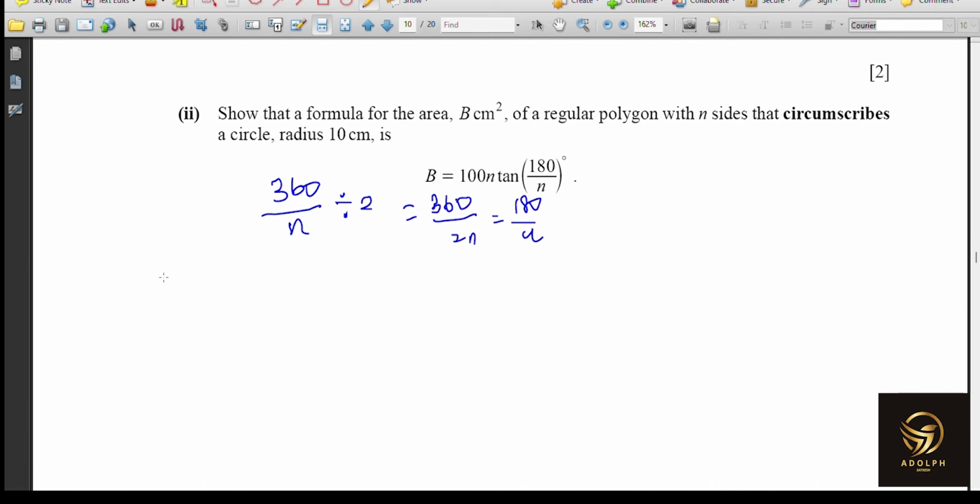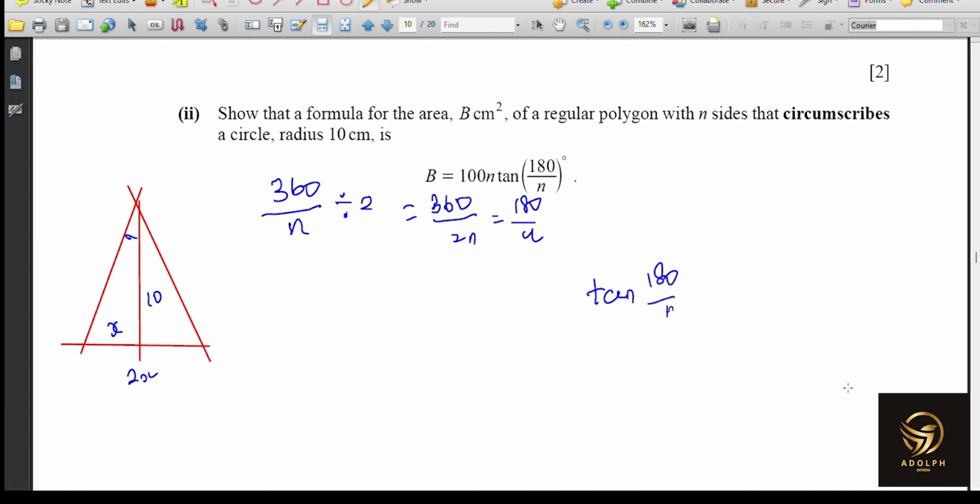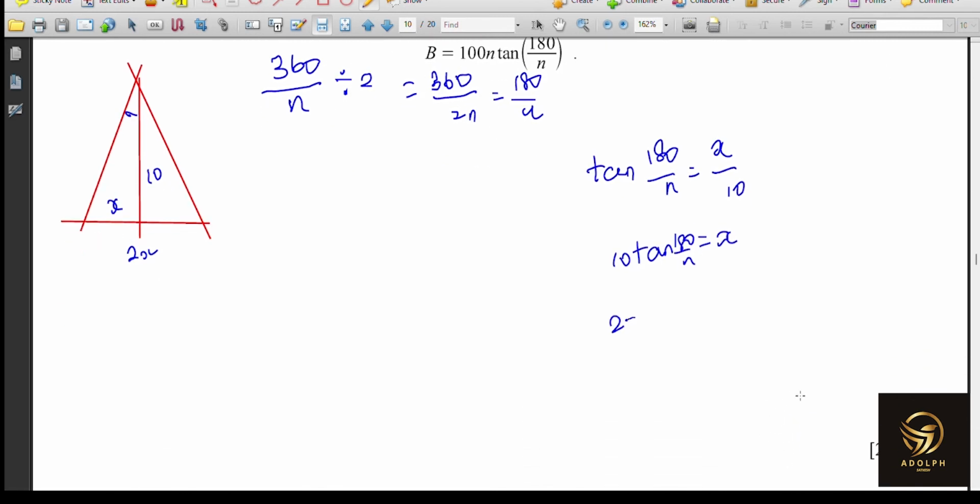So what is this angle? This angle is 180 by n. Then I have this side length as x, but I want 2x, the base, and the height they gave us is 10. So how can I find that? As usual, tan of whatever angle I have, 180 by n, is equal to x by 10. So if I want x, that is 10 tan 180 by n, then I actually want the 2x value, so 2x is 20 tan 180 by n.